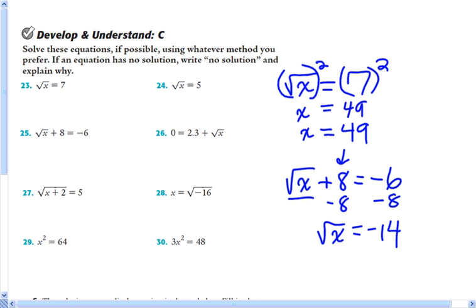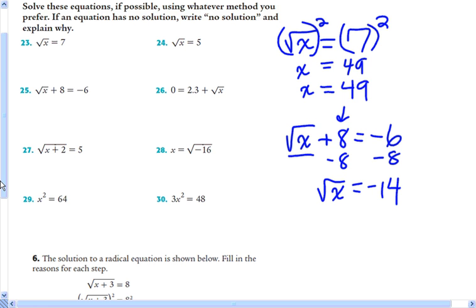Well, I hope some of you are thinking that when I do this square root, it always ends up positive. So how am I going to get a negative 14? And that's true. When it says the positive square root of x equals negative 14, that is impossible. So there's no solution.